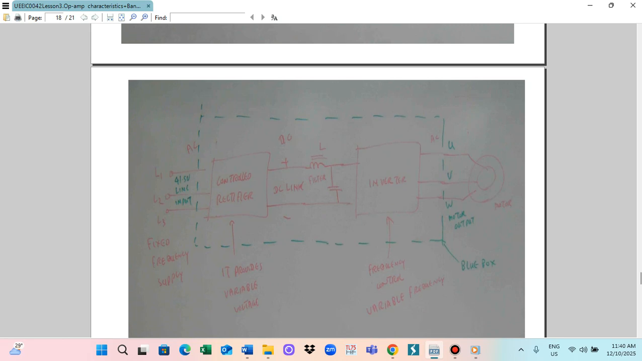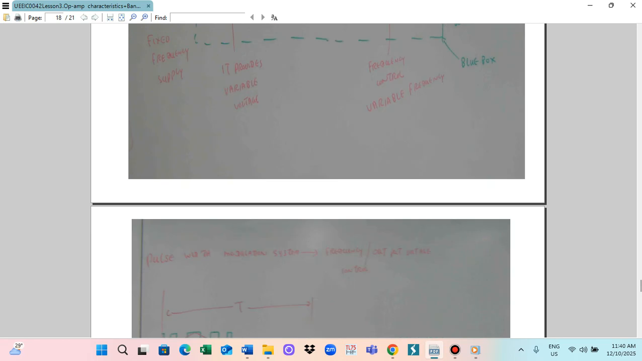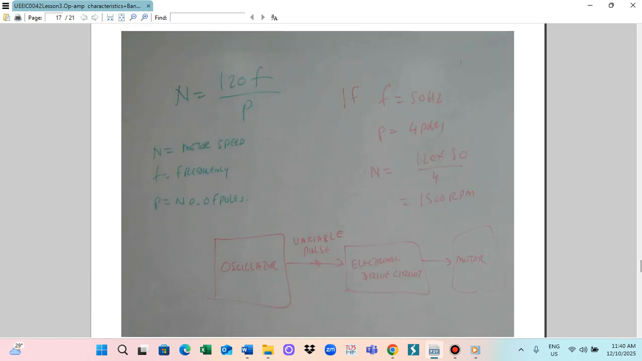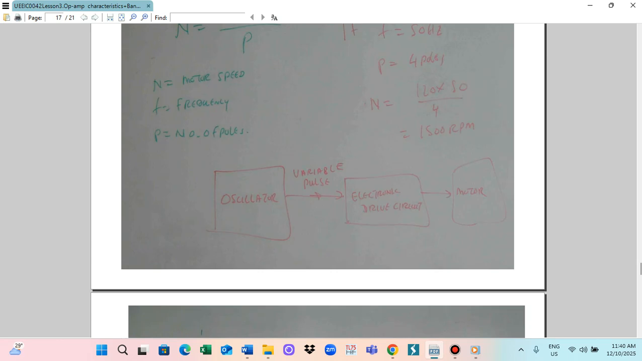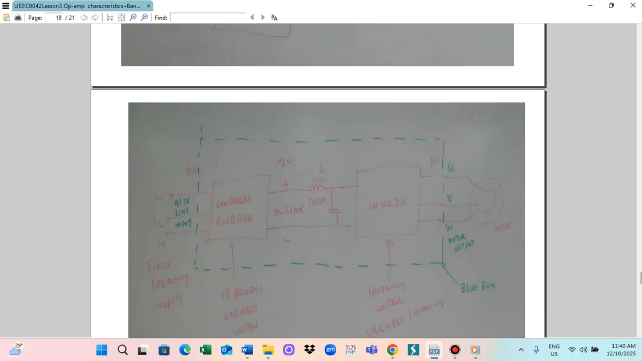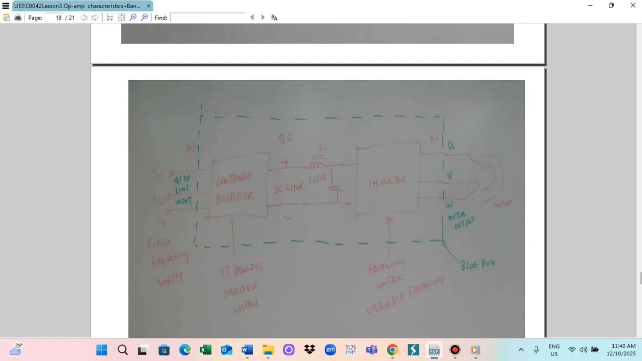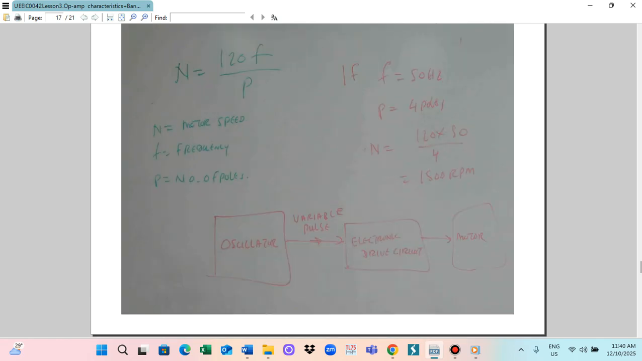So for this motor control system, I give you the basic equation: n equals 120 F divided by P, where n is the motor speed, F is the frequency, and P is the number of poles. Normally the frequency is 50 Hertz and P is 4 poles, then motor speed n equals 120 times 50 divided by 4. You get 1500 RPM. So this is the full speed that it will be running.